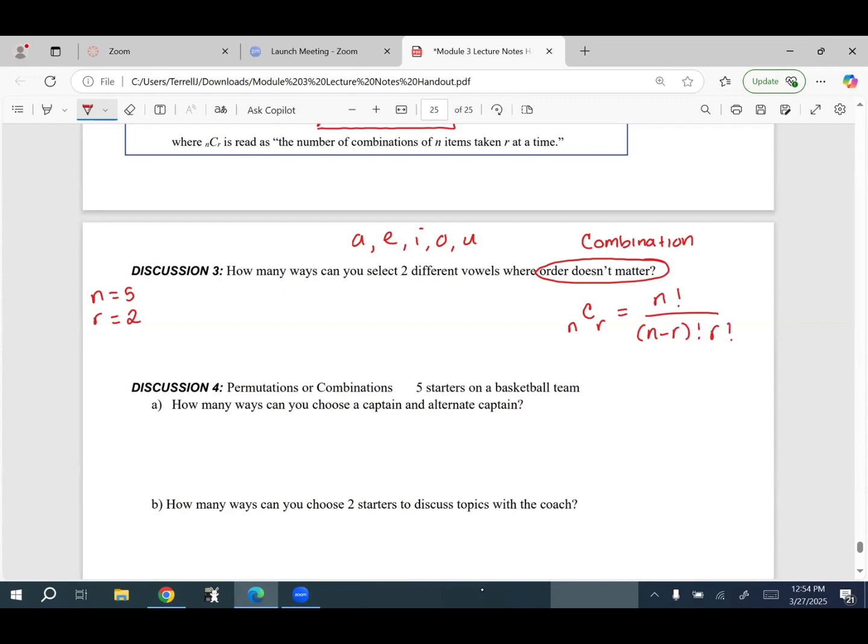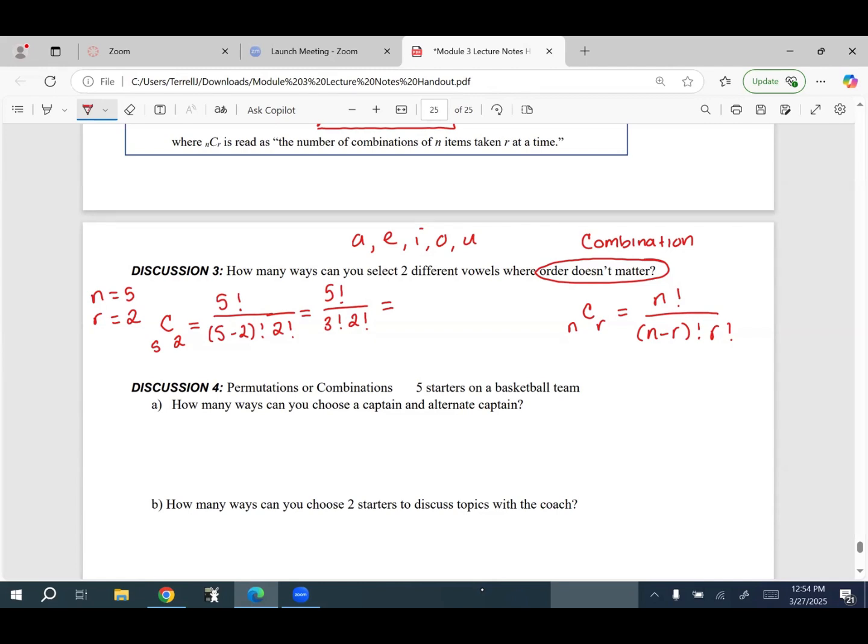So for us, that's 5C2, 5 factorial over 5 minus 2 factorial, 2 factorial. So this is 5 factorial over 5 minus 2 is 3 factorial, 2 factorial. Now you cannot multiply those factorials in the denominator and say that is 6 factorial. Algebraically, that is not correct.